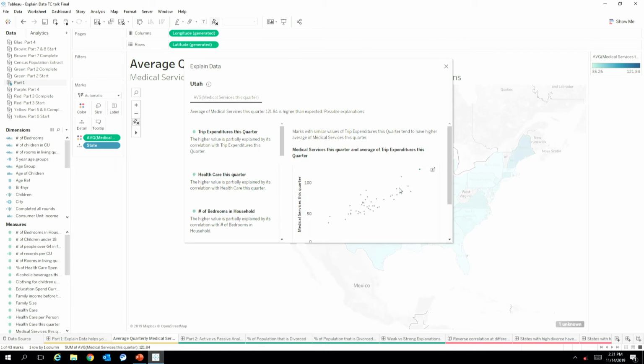If you're on 2019.3, it'll just look through the dimensions. In 2019.4, it's going to consider both measures and dimensions. So we are adding to this with every release. So let's take a look at this first explanation here.